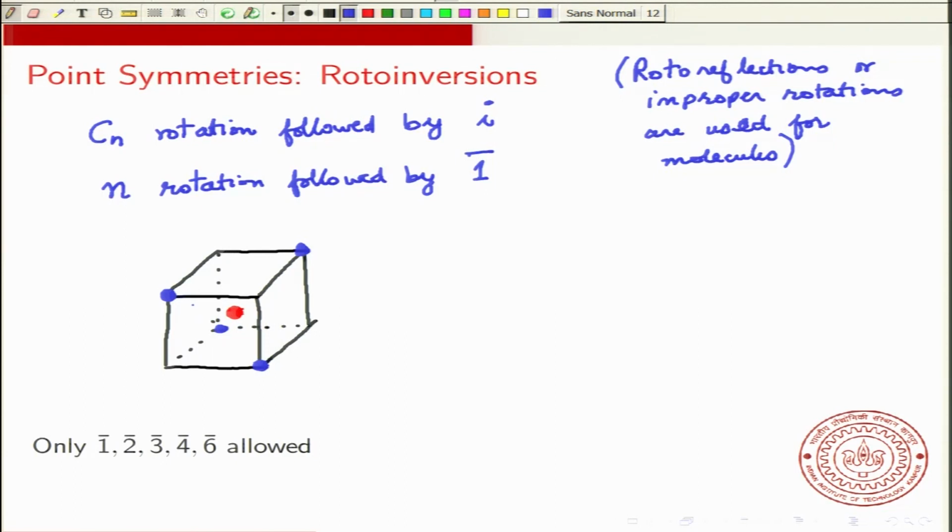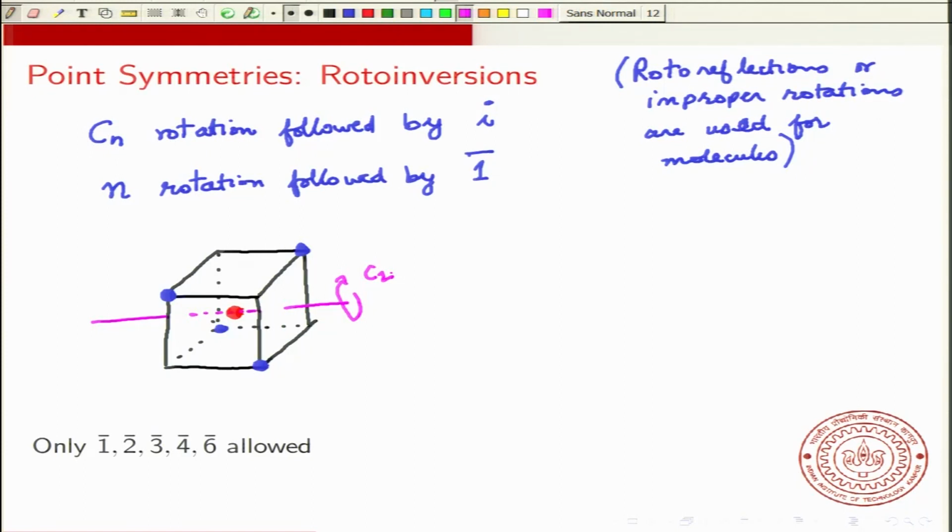So this is my silicate tetrahedron that we already saw, and we already saw that there is a two-fold axis of rotation that looks like this. It passes through the center of one face, comes out through the center of the opposite face. So this is a C2 axis.